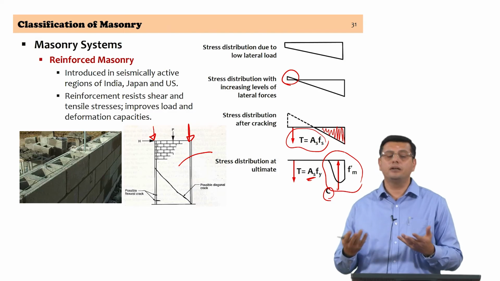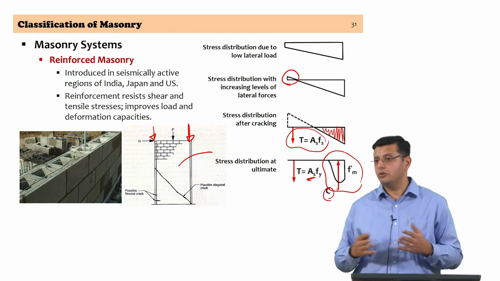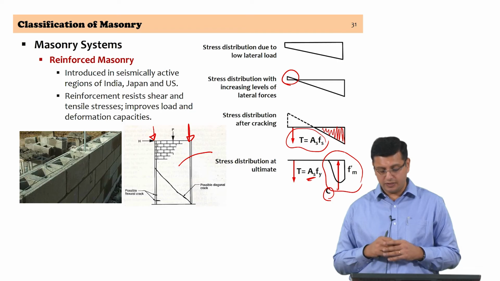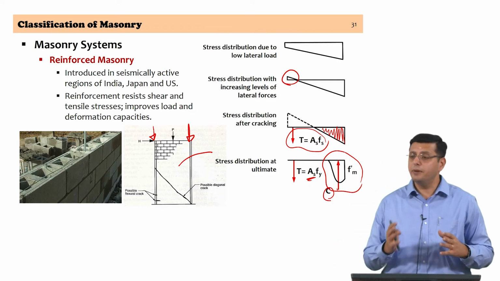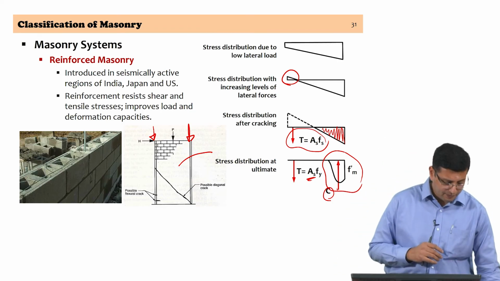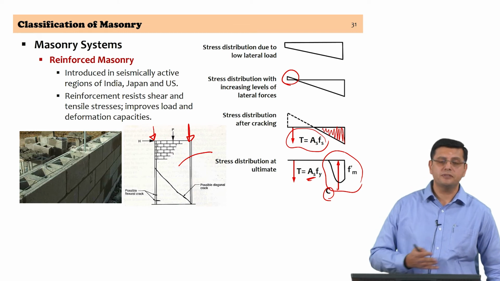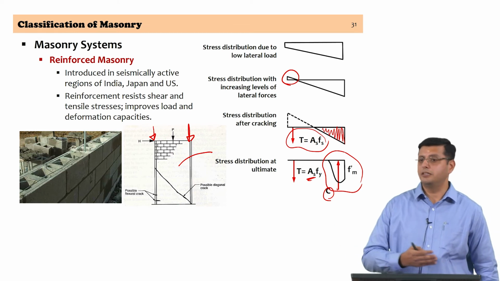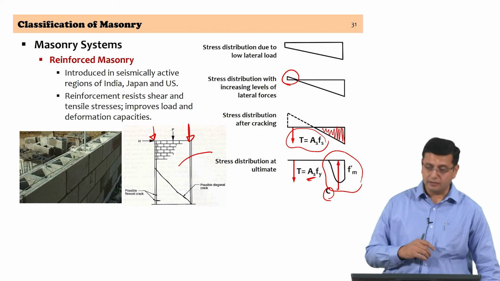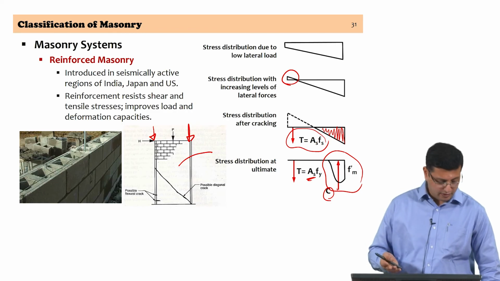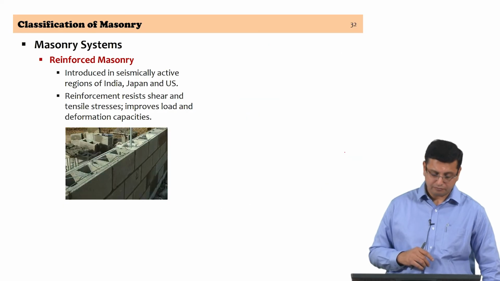In concrete we consider two materials, and we are happy to go ahead with the analysis of the cross section. So, that is the fundamental difference that might arise. Other than that, all concepts as far as ultimate strength limit state design is concerned can be adopted for reinforced masonry.